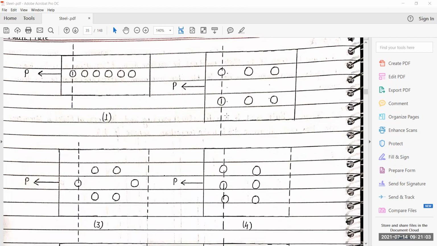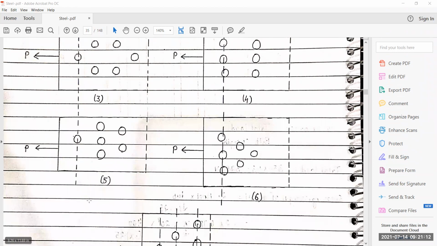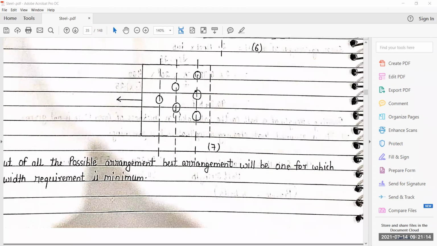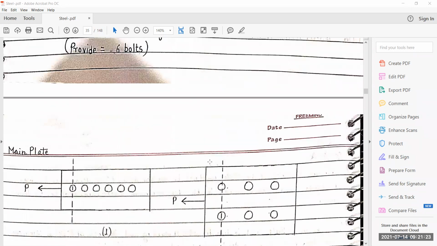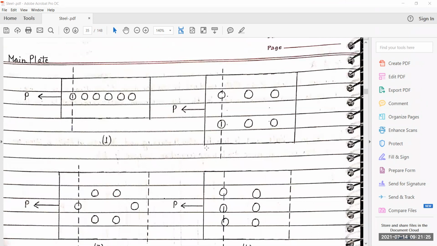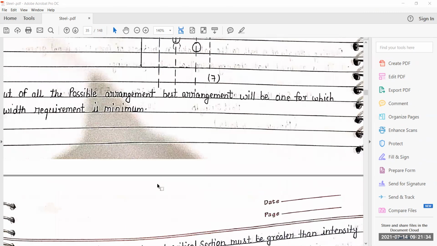But the second figure is parallel, and the third was this type of arrangement of the bolts, and the fourth figure you must show this time. 4, 5, 6, 7. So here all the possible arrangements will be one for each, with the requirement being the minimum. Okay, you arrange the main plate, how to arrange, how to fix the bolt. Okay, then you consider the plate. This is the minimum bolt.